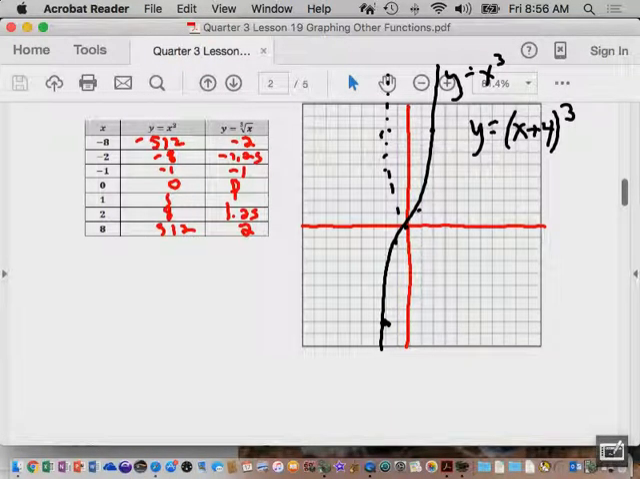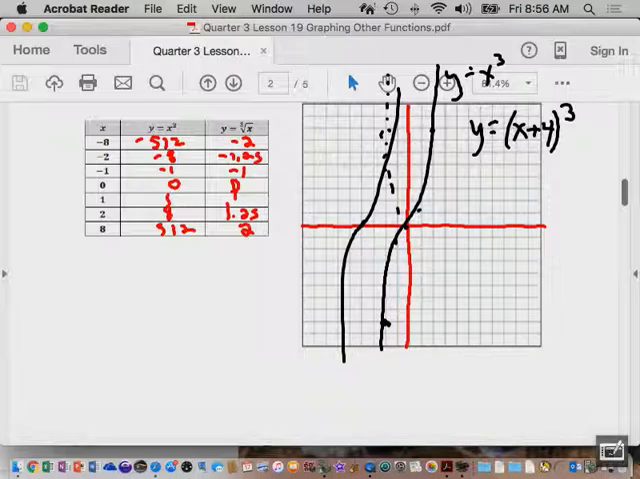Now, what do you think that graph would look like? Y equals x plus 4 cubed. What would happen there? Sydney, shot at redemption. It would go to the left 4. Perfect. Go to the left 4: 1, 2, 3, 4. So we can do quick sketches of the graph.